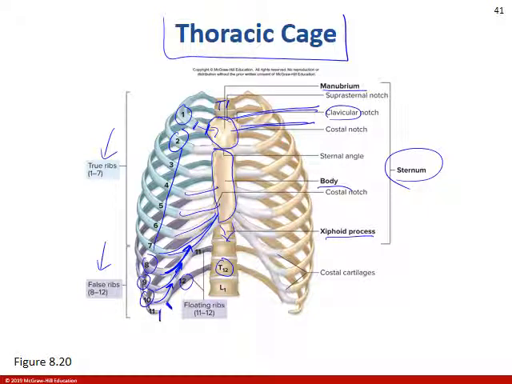They do not come to the sternum. 11 and 12 are really to protect the kidneys. So they don't need to come up to the sternum. Also, if they did, we'd have some flexibility issues at the waist.